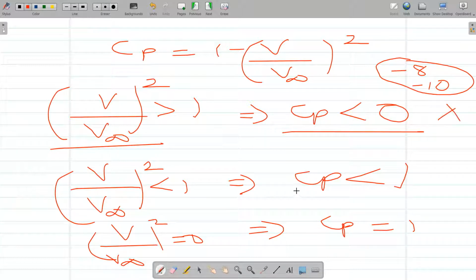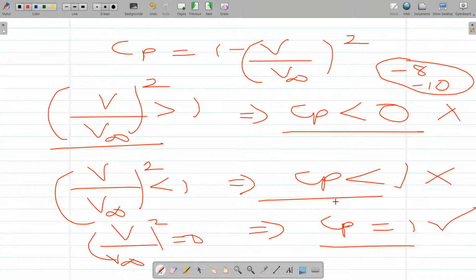And in this case, my CP is less than 1. While V by V infinity equal to 0, we get a value of CP equal to 1, which is definitely higher than this condition, right? So I'm going to ignore this one. That leaves only the last one, which is my CP value equal to 1.